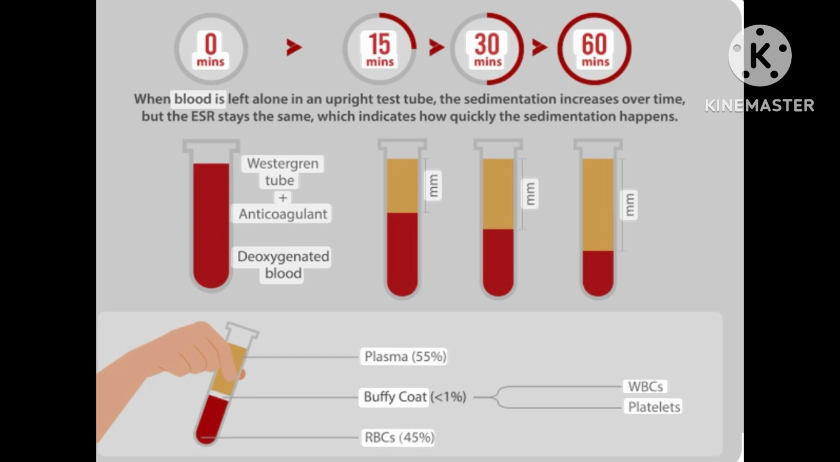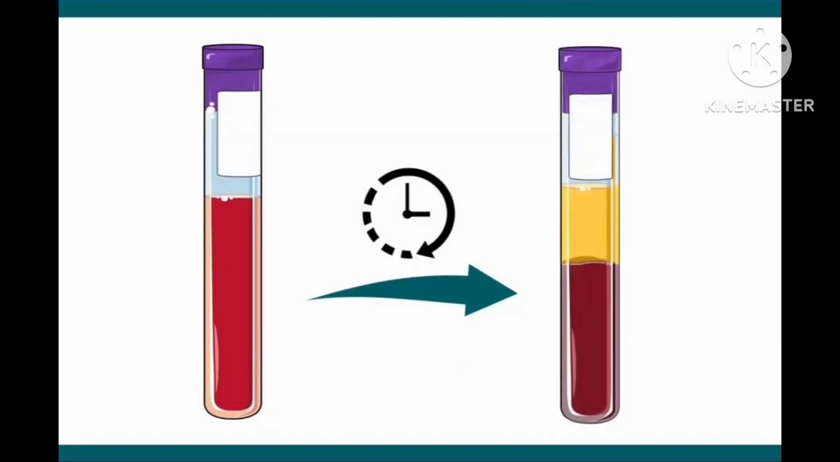When blood is left alone in an upright test tube, the sedimentation increases over time, but the ESR stays the same, which indicates how quickly the sedimentation happens. ESR is increased in various pathological conditions like infections, autoimmune diseases, tuberculosis, rheumatoid arthritis, and malignancy, and it is decreased in polycythemia, sickle cell anemia, low plasma protein, and leukocytosis. Physiological conditions in which ESR is increased include old age, female sex, menstruation, and pregnancy, and it is decreased in young age, in male sex, and dehydration.